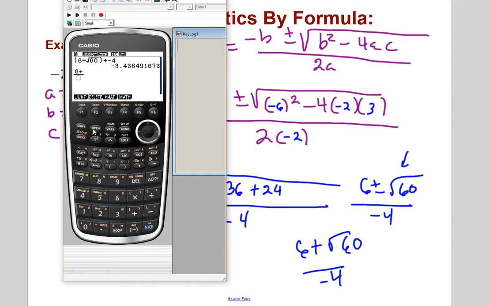6 plus shift square root of 60 over -4. Okay? And you're going to get that. That's the simplified version, but here's your actual answer. Then you're going to do the same thing again. What you're going to do here is simply change this to a minus, and you're going to get a different answer, -3.436. Okay? So those would be your two solutions. You just carefully put them in your calculator.